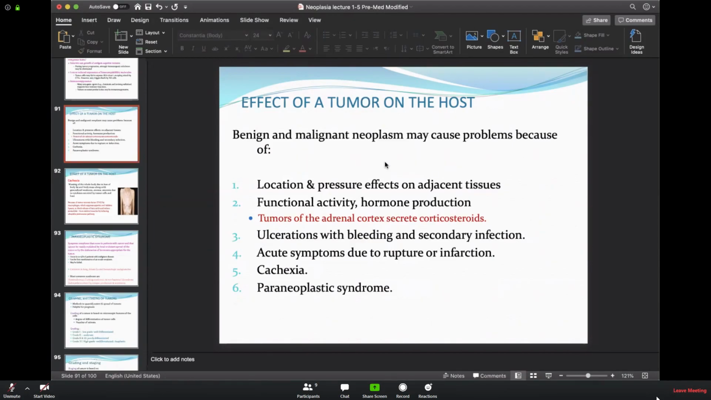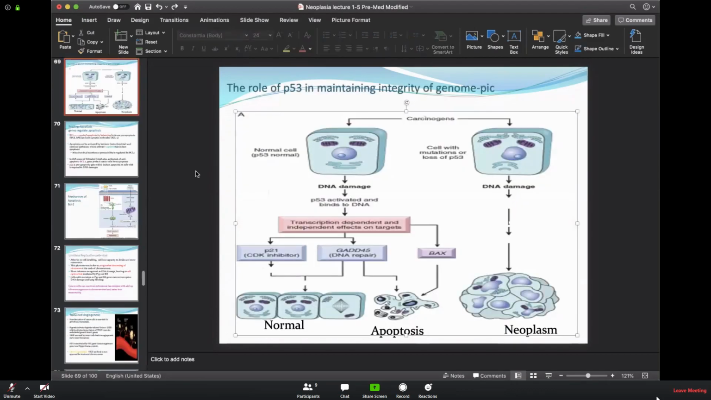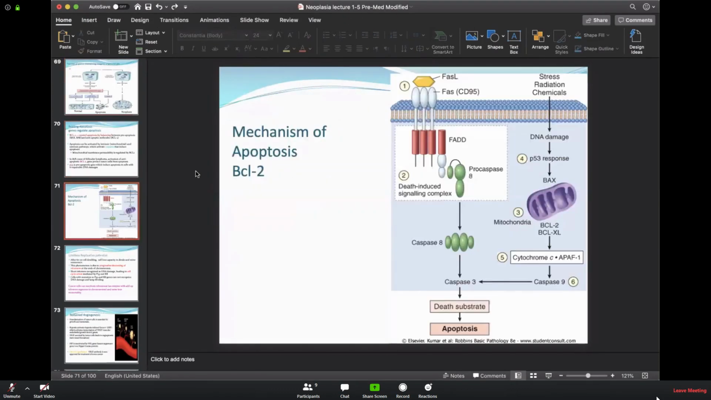And you are not required to memorize all paraneoplastic syndromes. However, there are important ones you have to know about. I will be talking about these. Okay.